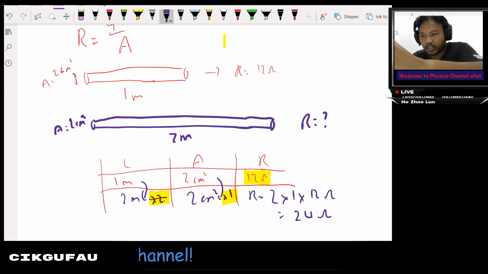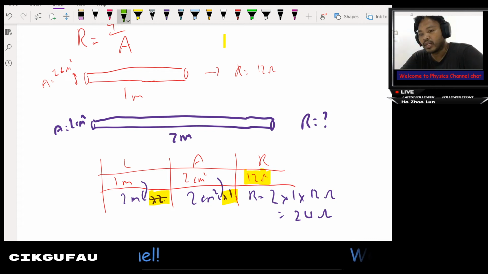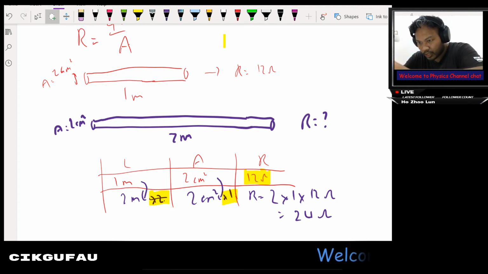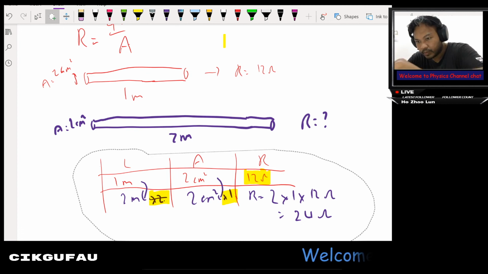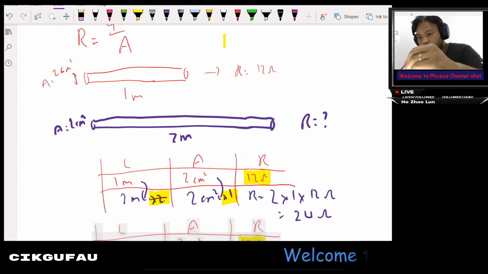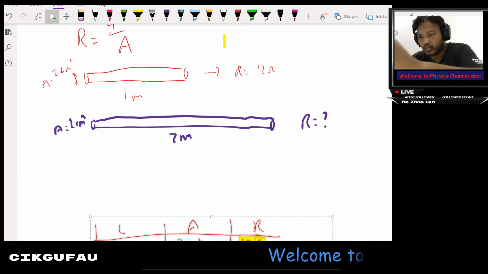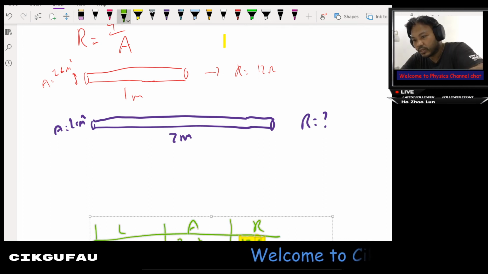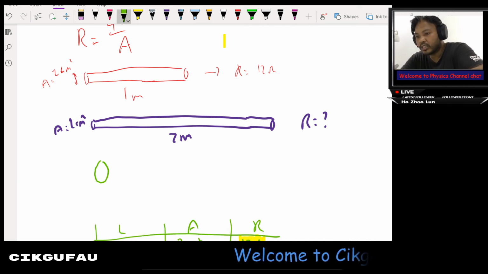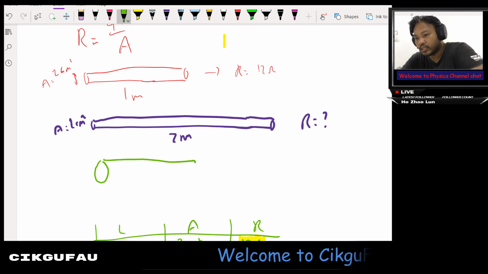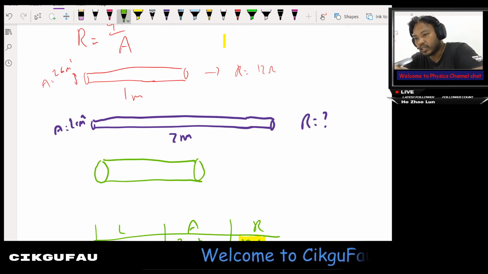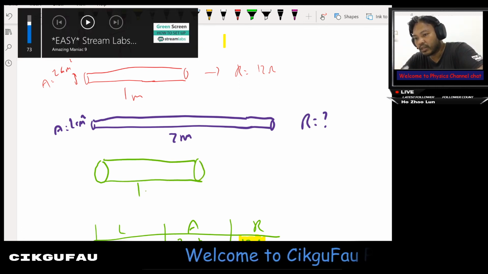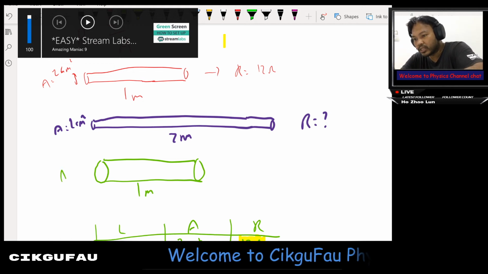So we can do the same. Let's say we have another question where now instead of the length, I change the cross-sectional area instead. Let me give you another example. Now I make a cross-sectional area which is twice as thick but of the same length. So now my area is 4 cm square.